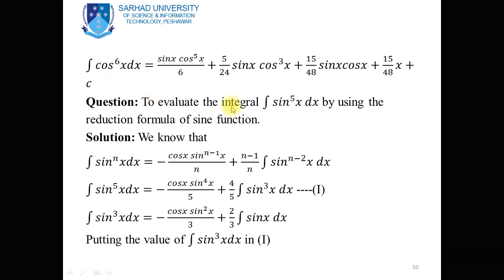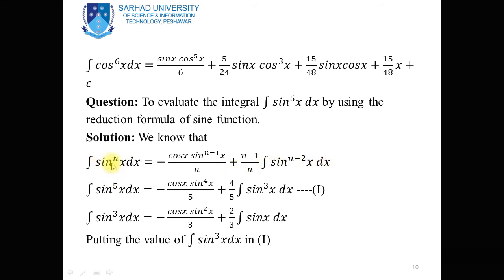Now another problem: to evaluate the integration of sine x whole power 5 with respect to x by using the reduction formula. By using the reduction formula, the integration of sine nx with respect to x is equal to minus cos x into sine n minus 1 x divided by n plus n minus 1 divided by n into the integration of sine x whole power n minus 2 with respect to x.